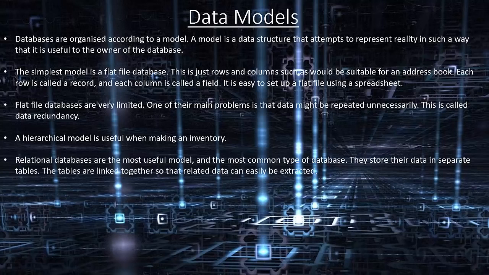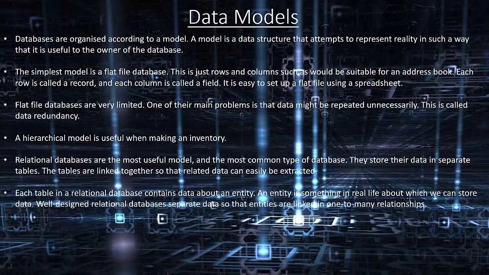Relational databases are the most useful model and the most common type of database. They store their data in separate tables. The tables are linked together so that related data can easily be extracted. Each table in a relational database contains data about an entity. An entity is something in real life about which we can store data. Well-designed relational databases separate data so that entities are linked in one-to-many relationships.